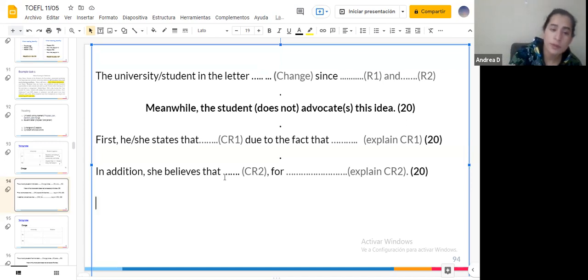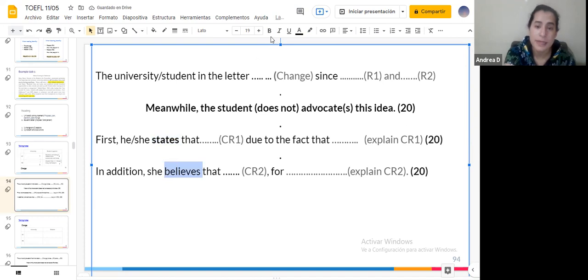The E-rater is also going to be looking for these transitions. So use them as much as you can, like "first," "in addition," or "additionally," or "as a result," or "however," "nevertheless." All those transition words are going to be counted by the E-rater. So make sure to have some. The E-rater is also going to be looking for these reporting verbs, like "the student states that," or "the student believes that," "the university plans to." Those reporting verbs are also going to count.